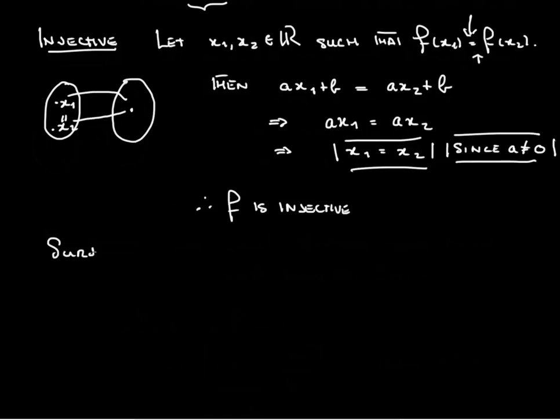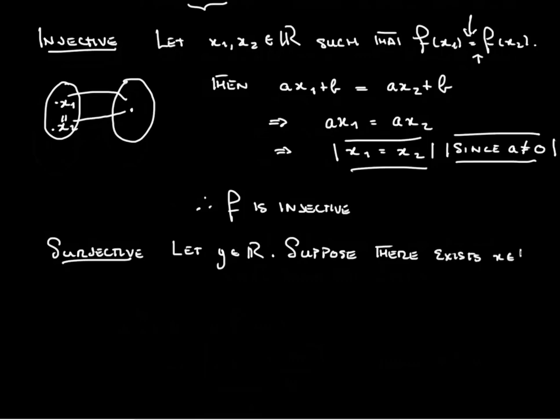What about surjectivity? We want to show that f is surjective, and for that we're going to need an arbitrary element in the codomain, and we're going to show that this arbitrary element has a pre-image. Now, a little trick that we can use is to suppose that we do have a pre-image for that arbitrary element. So suppose there exists an x that is a real number in the domain such that x is the pre-image of y. So f of x is equal to y.